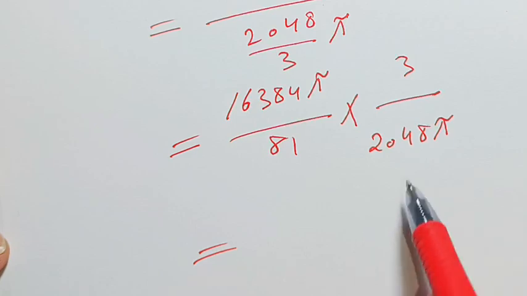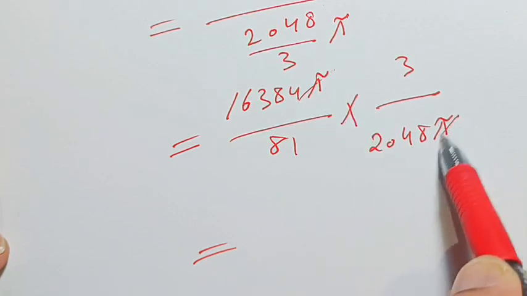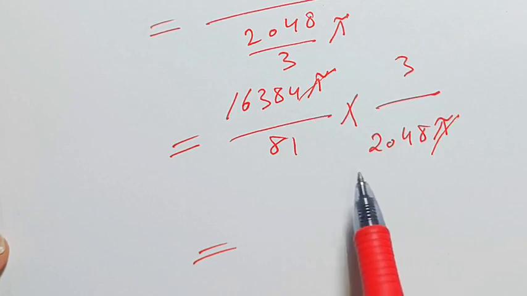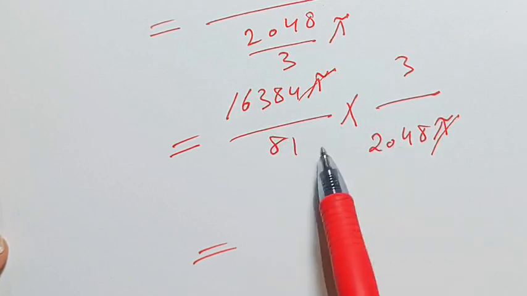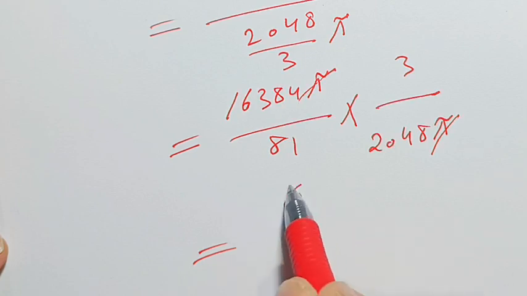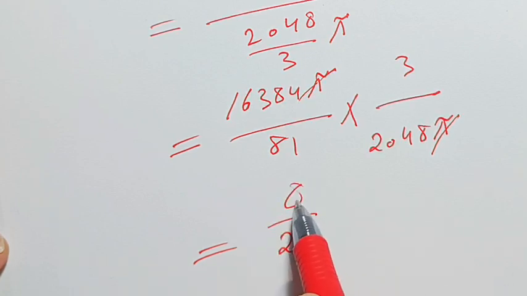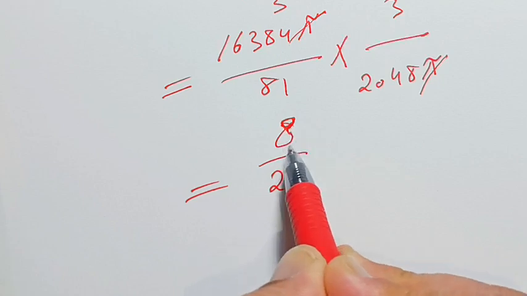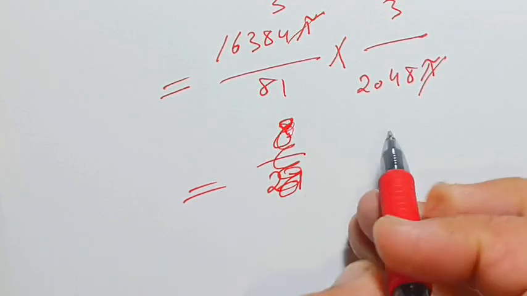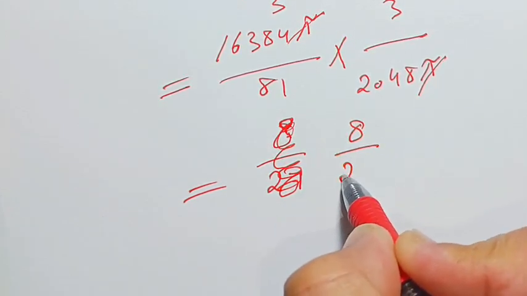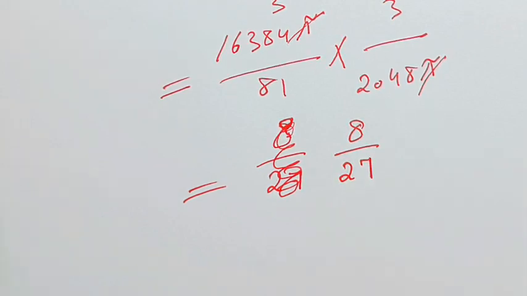So this pi and pi cancel, and you simplify with the calculator. With all the calculation you come up with 8, you are left with 8 over 27. Sorry for this one, 8 over 27.